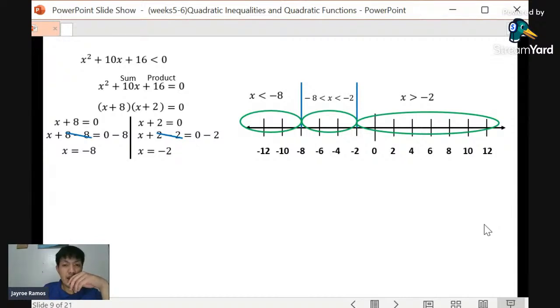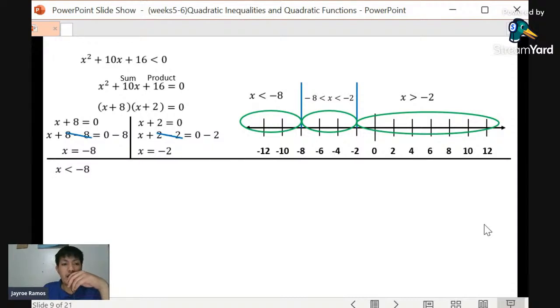Okay? So ang kasunod natin gagawin, we're going to test the interval, katulad ng ginawa natin kanina. So let's start with x is less than negative 8. Ano ba ang mga number na less than negative 8? Yung pinakamalapit. Anong pinakamalapit na number na integer na less than negative 8? Mas mababa sa negative 8. So we have here negative 9, tama? So let's try negative 9. Again, i-replace lang natin yung negative 9 doon sa given na equation, yung x squared plus 10x plus 16, para matest natin. And then that is less than 0.